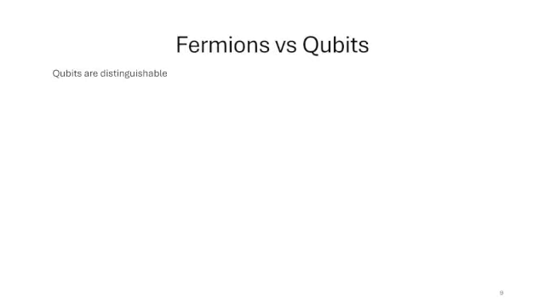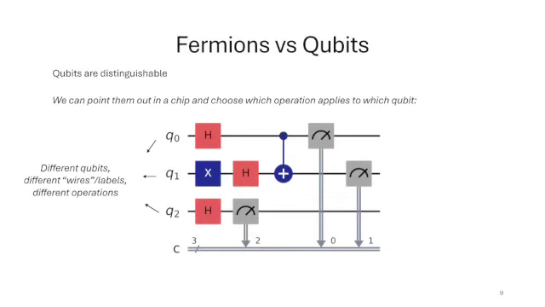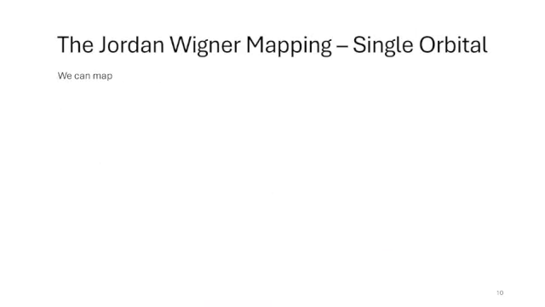Qubits are distinguishable. Generally, we think of quantum circuits: we have different wires corresponding to different qubits, and we can apply a particular operation on a particular qubit. We can say this qubit in the chip is the one that I want to apply this rotation to, and the state is different depending on which qubit I apply the rotation to. So qubits don't obey any anti-symmetry principle because they are distinguishable. It doesn't even make sense to talk about anti-symmetry in this context, because if we exchange two qubits, the wave function is completely different. So one possibility for representing fermionic states in qubit states is the Jordan-Wigner mapping.